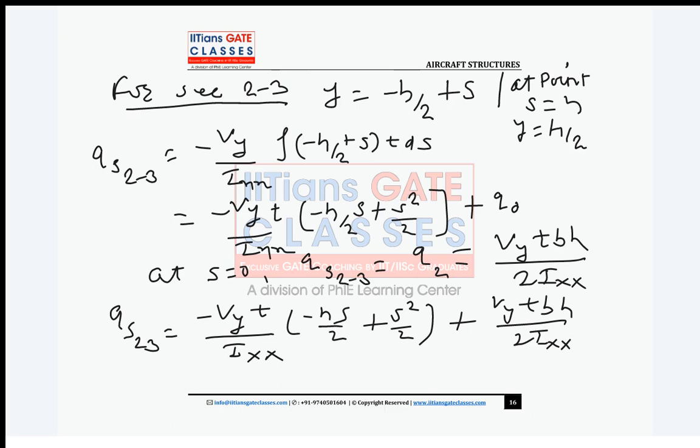Now guys, if you look into this, I want Q3, right? So what is the Q3? When S equal to H, what do you get, guys? Q3. So here you can write this QS 2 to 3 will be Q naught, and Q naught is becoming Q2 in this case. Now guys, at S equal to H, what is your QS 2 to 3?